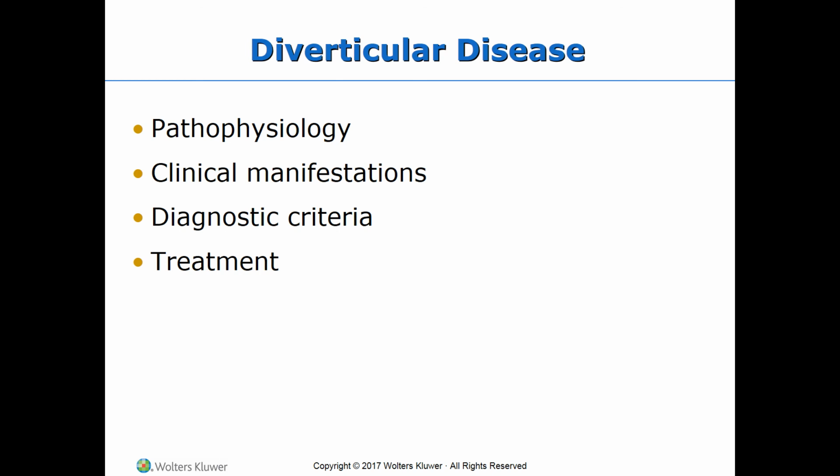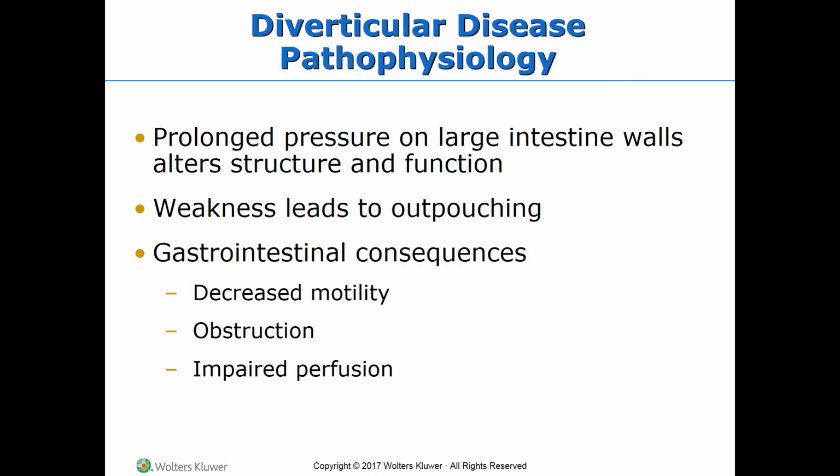Okay, now let's talk about diverticular disease. So diverticular disease is having prolonged pressure on the large intestinal walls, and that will lead to outpouching of the intestinal walls. And these intestinal walls will have this outpouching in several places depending on what area is affected. Sometimes you can have outpouching only within the sigmoid, but sometimes you can have it all over the sigmoid colon, or sometimes all over the large intestines. So the person with diverticular disease is going to have decreased motility, obstruction, and impaired perfusion of the colon.